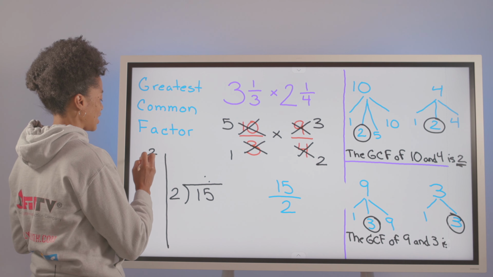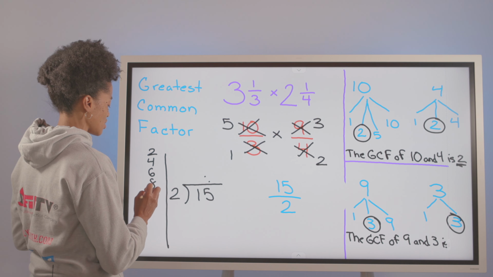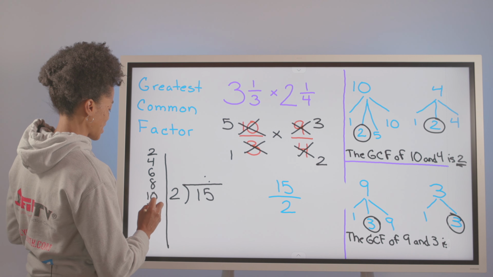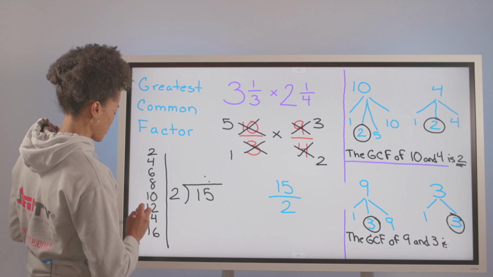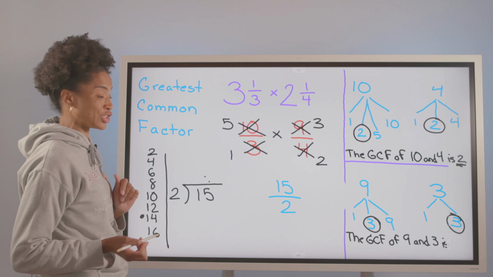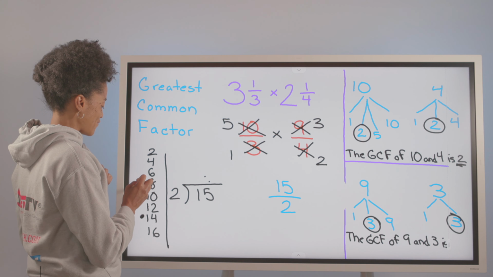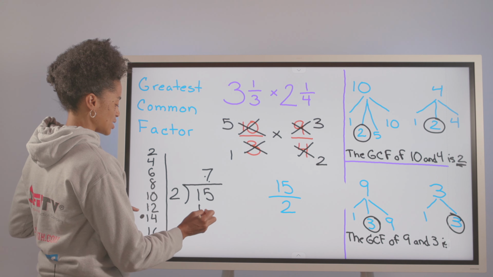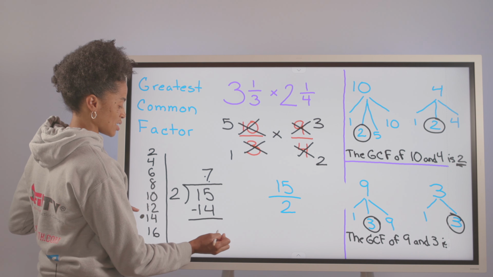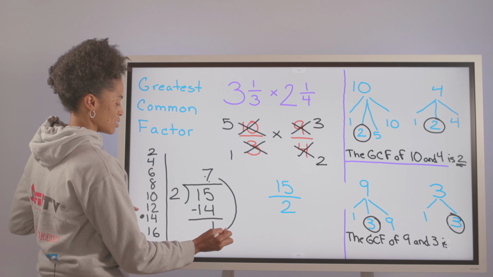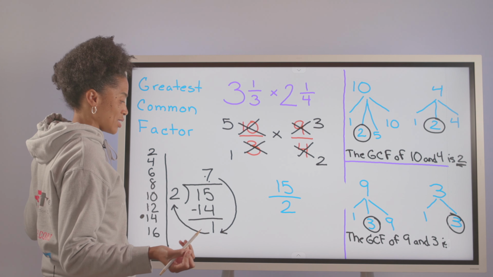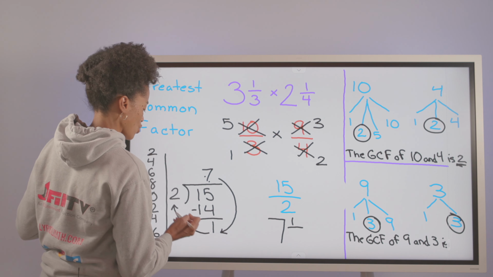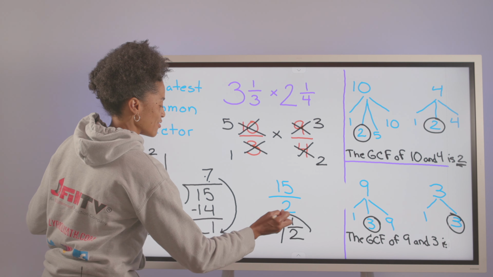If I look at my answers to my 2 times tables, we want to keep going down and make sure we do not pass 15. We would stop right here. That's how many groups of 2? 1, 2, 3, 4, 5, 6, 7 groups of 2. Give me what? 14. 15 minus 14 gives us 1. Final answer. Start at the top. Go around the clock. We have 7 and 1 over 2. 7.5 as our final answer.